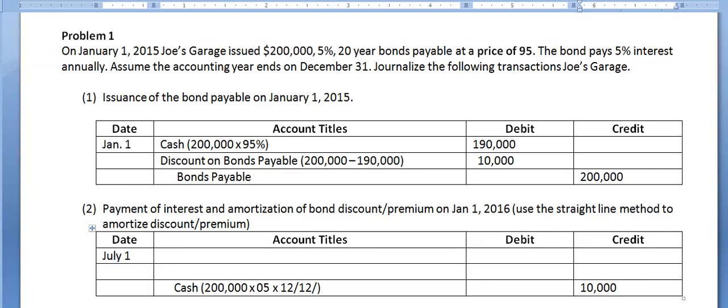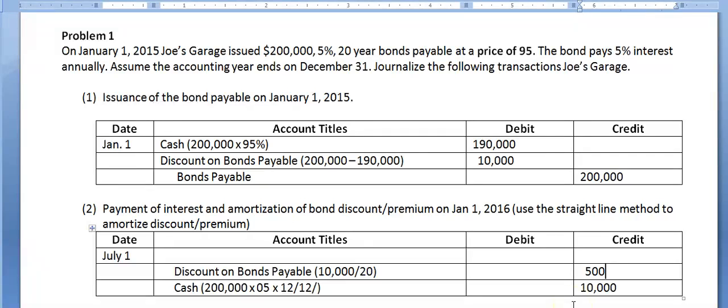Now what we're also going to do is take this discount on bonds payable and reduce it by 1/20th. It's got a debit balance, so we're going to credit that account. Take whatever the discount is, in this case $10,000, and divide by the number of interest payments. This is a 20-year bond, and we pay interest annually, so we'll divide by 20. And that will give us $500.